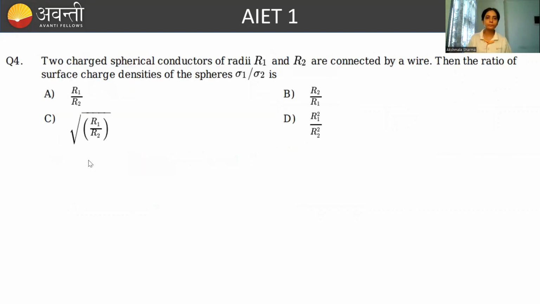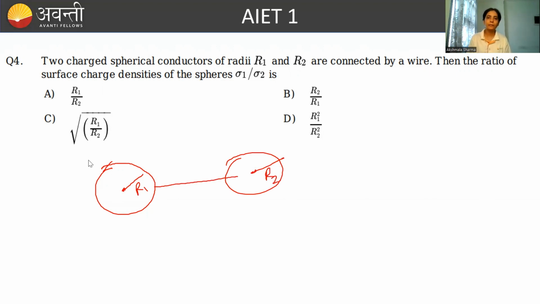A. Now, this is a question on charged spherical conductors of radii R1 and R2. हमारे पास दो spherical conductors हैं. Remember, these are conductors. ठीक है? And their radii are R1 and R2. ठीक है? They are connected by a wire. Then the ratio of surface charge density... Now, what is the significance of these two conducting spheres connected by a wire?